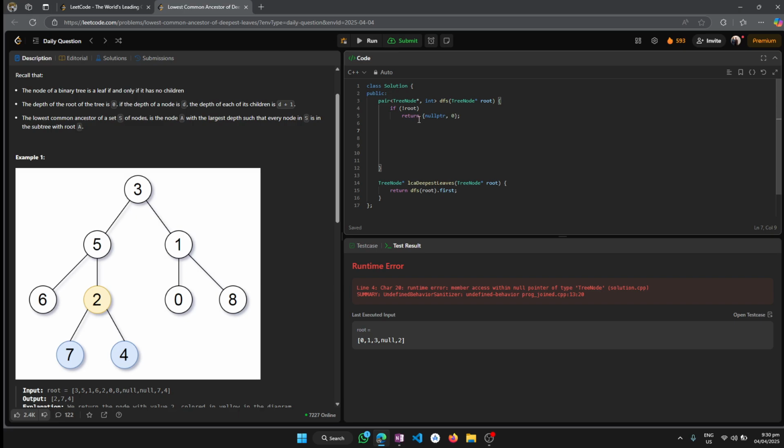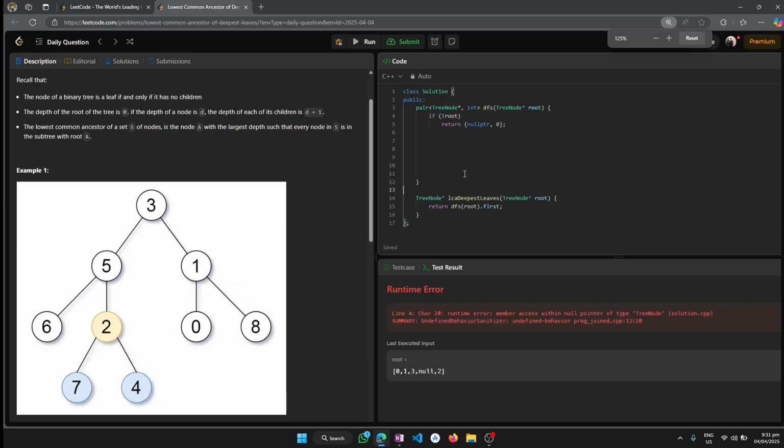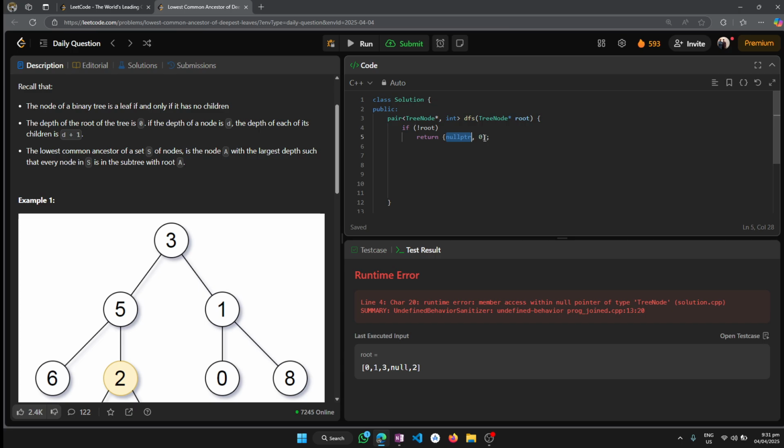You see, what did we say? We said that if you stumble upon something which is null, what are you going to return from there? You're going to return a null pointer, comma 0, 0 depth. That is exactly what we are doing over here as well. Then you make the left recursive call followed by the right recursive call. Isn't it what we were doing?